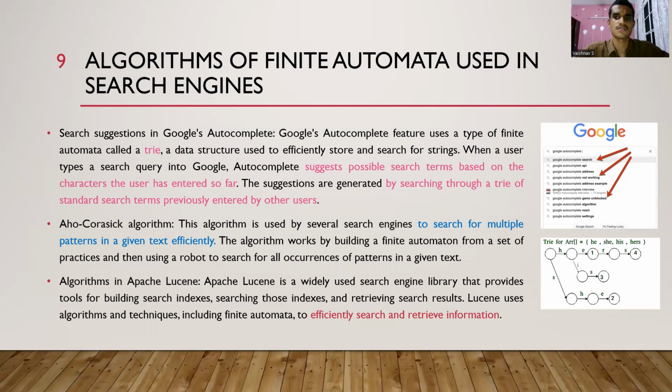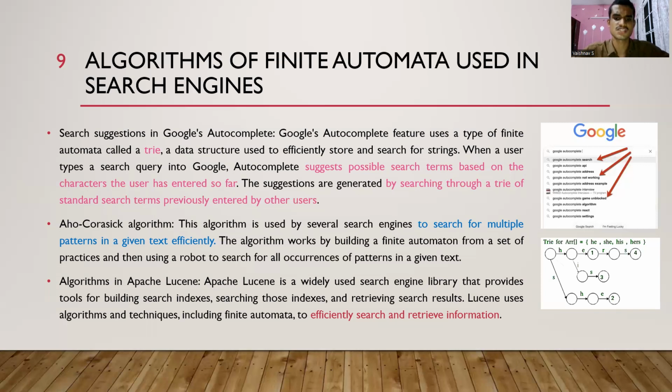A popular algorithm, the Aho-Corasick algorithm, is used by several search engines to search for multiple patterns in a given text efficiently. It works by building a finite automaton from a set of patterns and then using the automaton to search for all occurrences of the patterns in a given text.